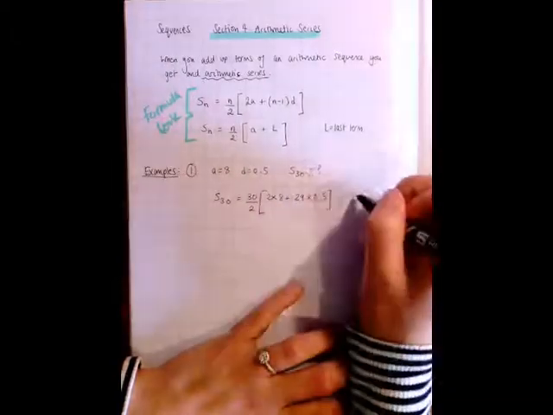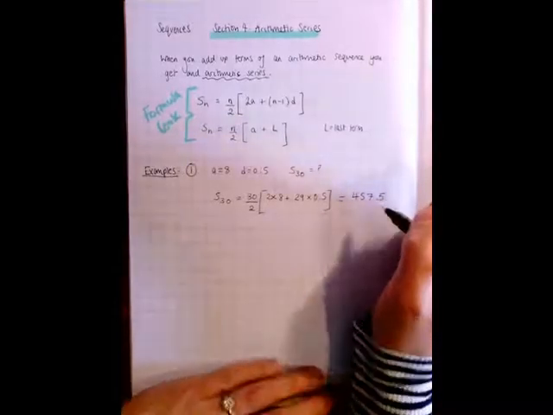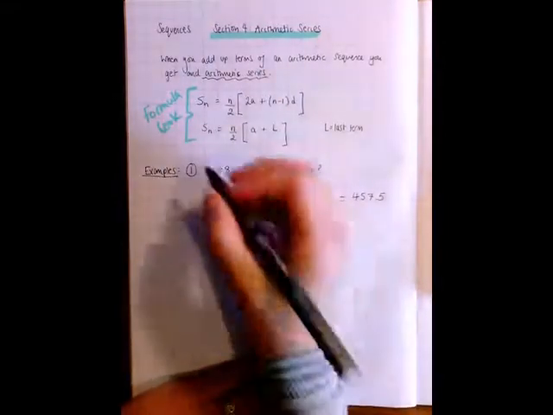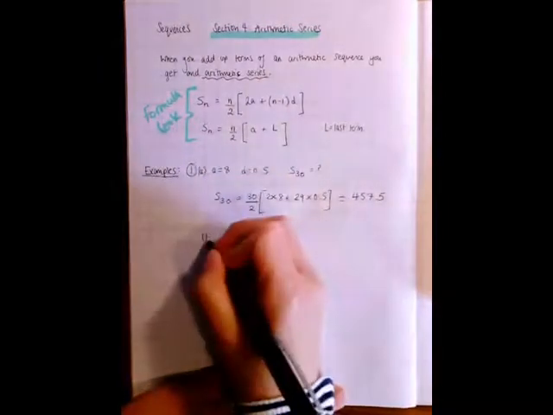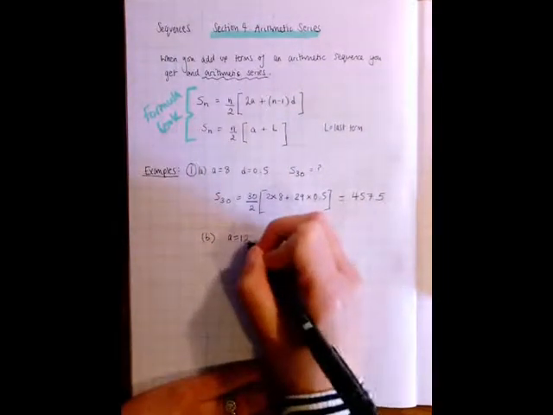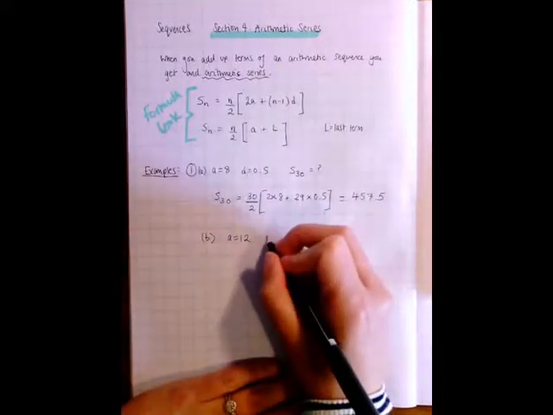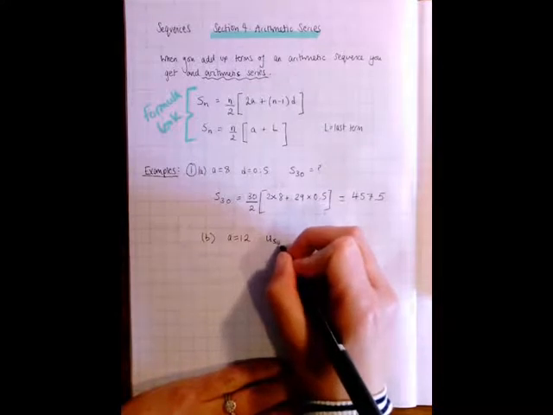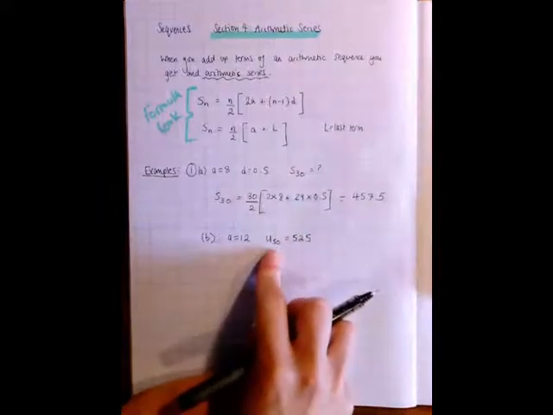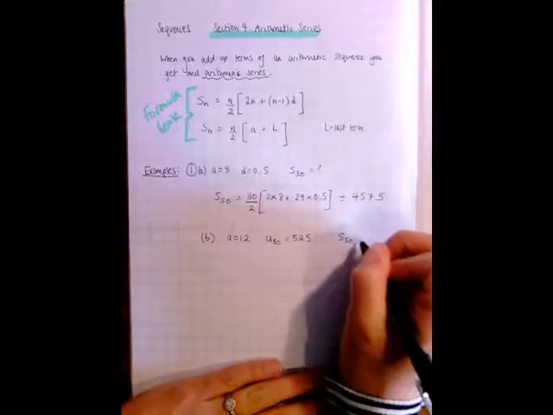Okay, so that's 457.5. Okay, and then the next one of this example, so this is part B, says the first term of an arithmetic sequence is 12, so a is 12, and the 50th term is 525. So U of 50 equals 525, because remember, for term we use U, that's what we learnt previously. Find the sum of all 50 terms.